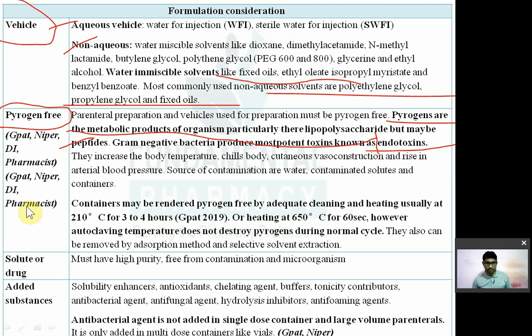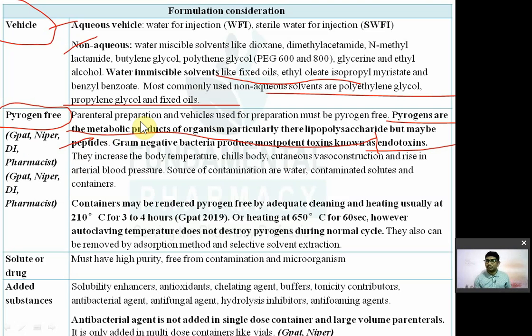So remember, over here they can ask the question, what do you mean by pyrogens? Pyrogens are nothing but the metabolic product of your bacteria. Chemically they are lipopolysaccharide, or sometimes peptides. And if these pyrogens are present in your vehicle and you inject that injection or vehicle, what will happen? They will induce pyrexia. Pyrexia means increase in the body temperature.